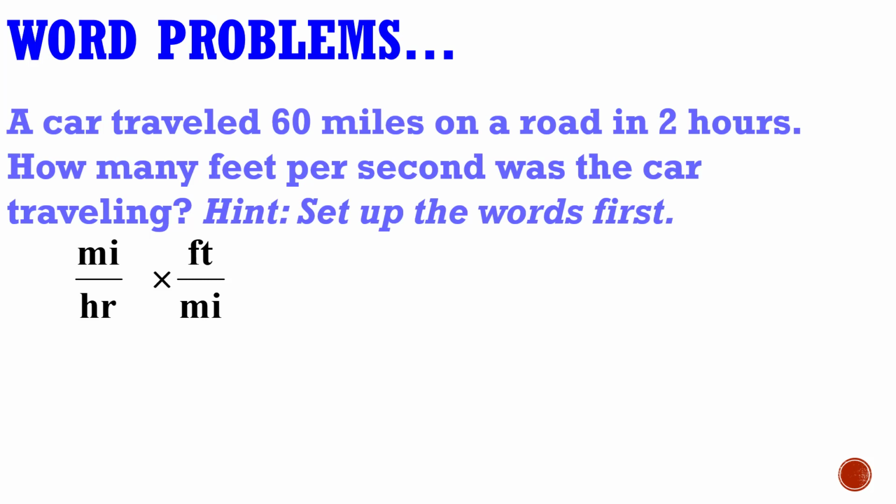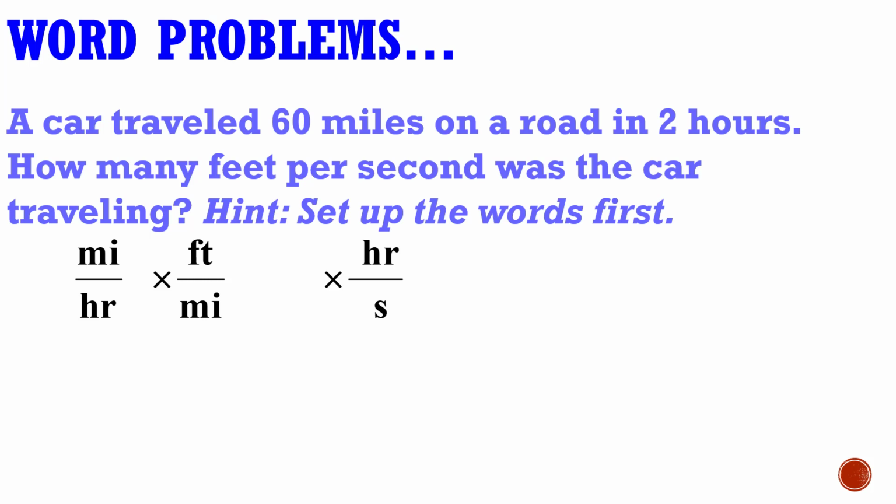So our first conversion factor changed the distance. Our second conversion factor is going to change the time. So now we need to change from hours to seconds. I have hours in the denominator currently. In order to cancel out the hours, I need a conversion factor that has hours in the numerator. So notice we have hours over seconds.